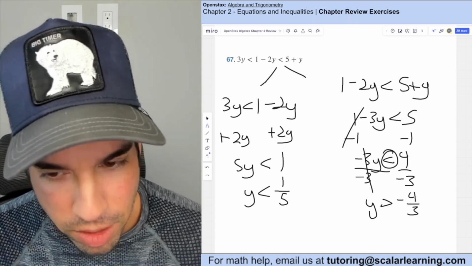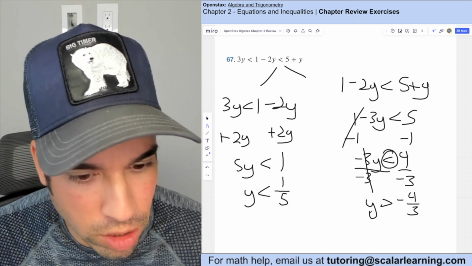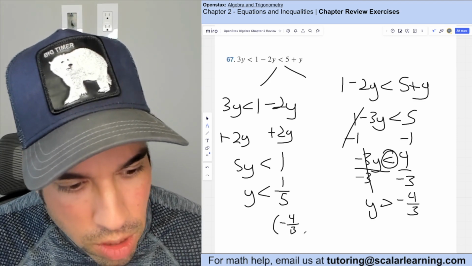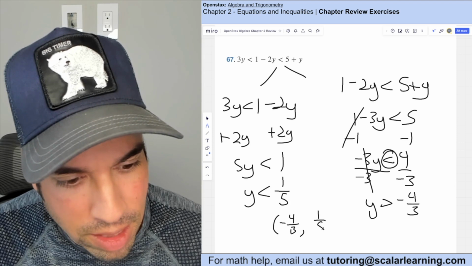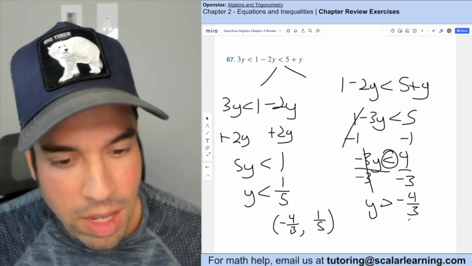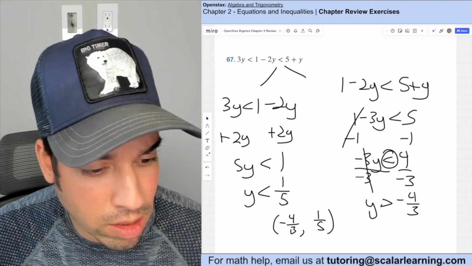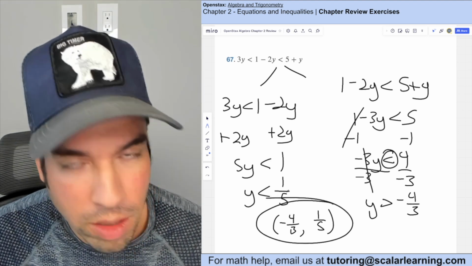Now, this is a compound inequality, which means it's an and situation. So it's everywhere starting as low as negative 4/3, going up to but less than 1/5, not including 1/5, and not including negative 4/3, because neither of these are greater than or equal to or less than or equal to. This is the winner. Done.